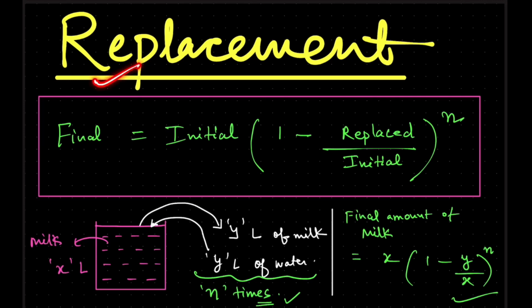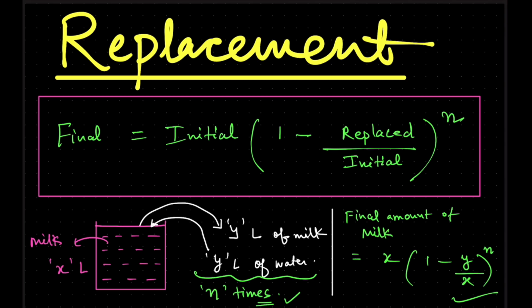So today let's see how to do the replacement questions. Questions like, suppose milk is x liter in a vessel and y liter of milk is replaced by y liter of water, and this process is done n times. What is the final amount of milk at the end of the process?